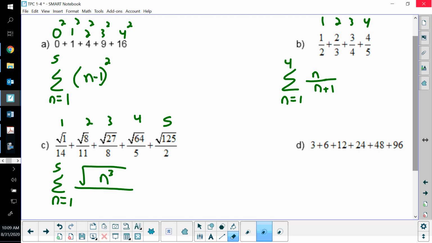On the bottom, our pattern is we're going down 3 each time. So we'd have minus 3n. And if we check and see, subbing in 1 would give us negative 3. So we need to add something to get up to 14. It would be 3 to 0 and then 14 more. So we would need 17 altogether.